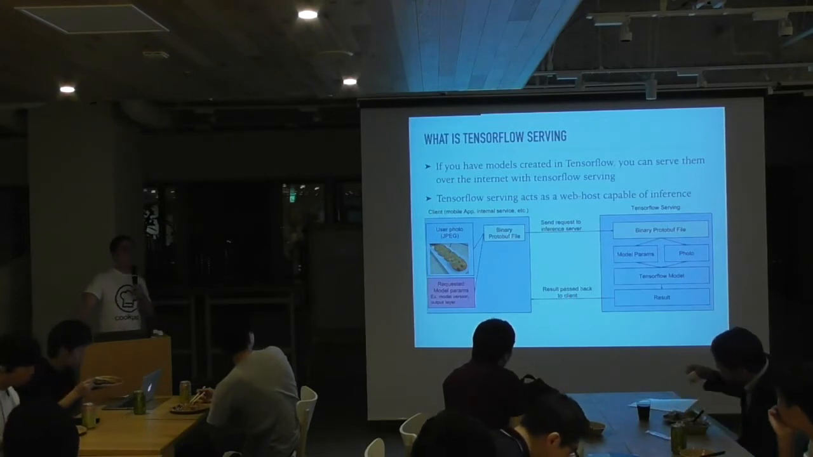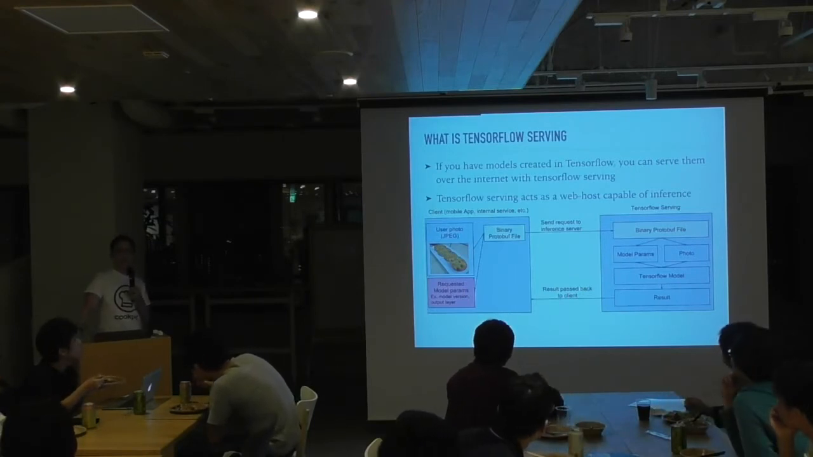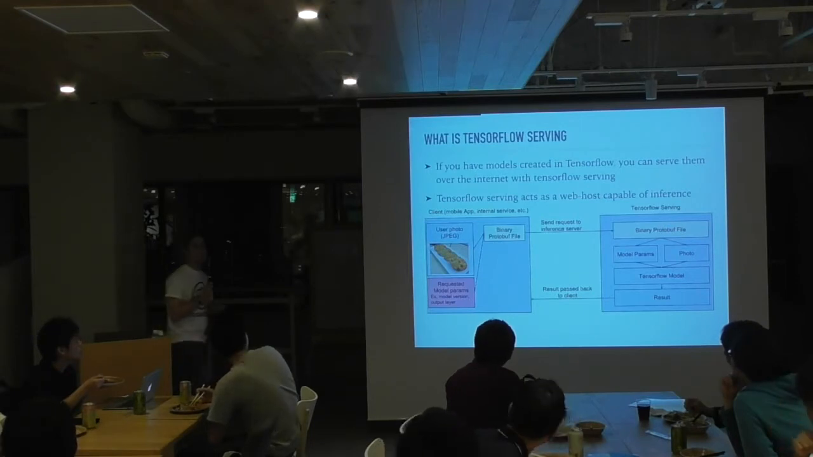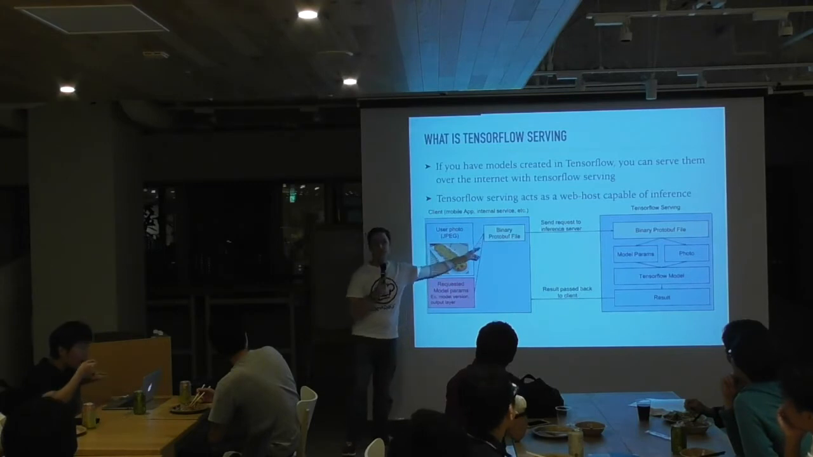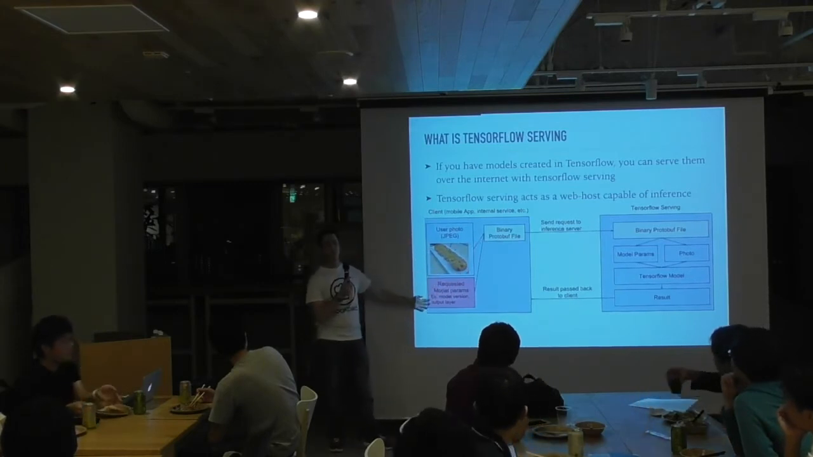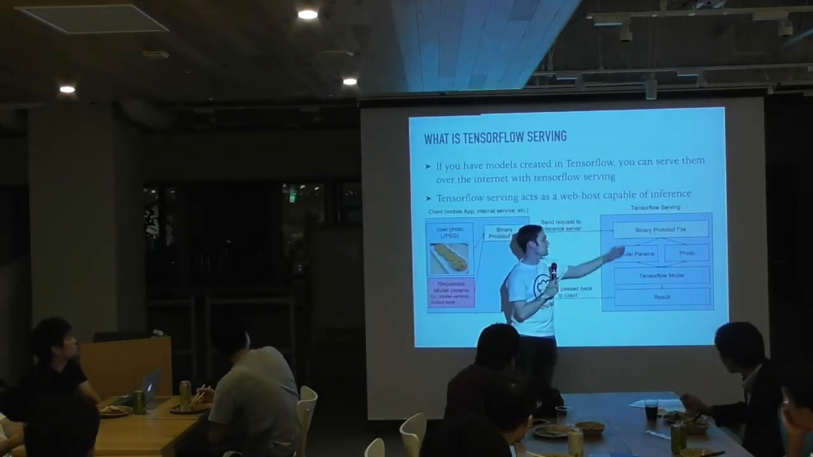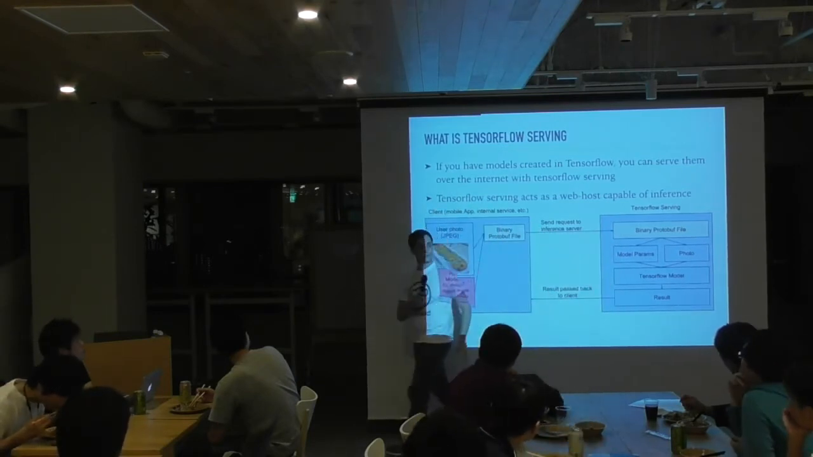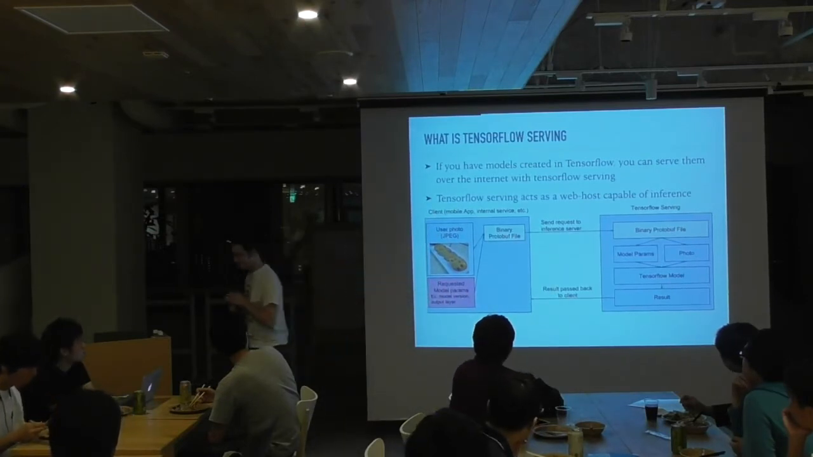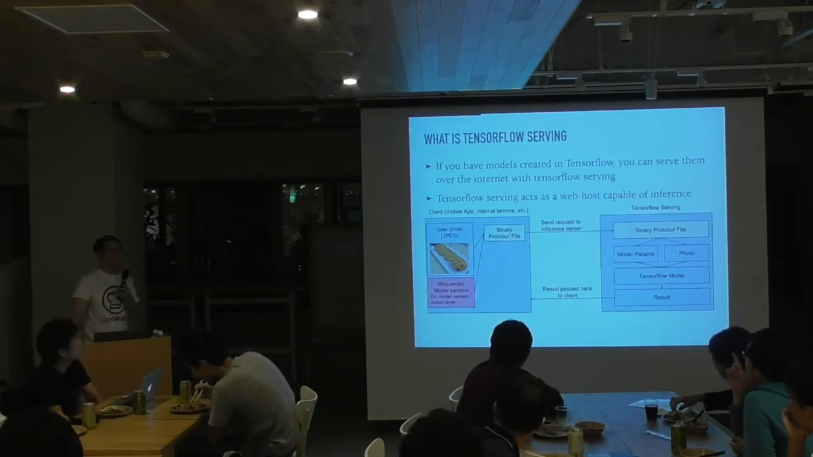So TensorFlow serving is an out-of-the-box tool for serving your TensorFlow models. So it's basically a web host that also does inference. So I made this diagram here. If you have an app that a user's taken a photo on, then what TensorFlow serving does is it takes this protobuf file, which summarizes the image and the request to do inference, and then TensorFlow serving, which sits in this box here, it decodes the file, it loads it into your model, and then it sends back a result. So that's pretty simple.